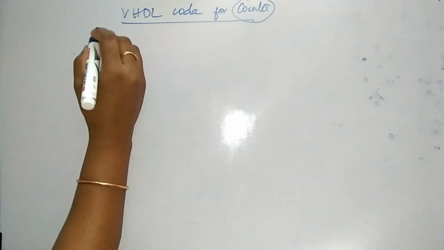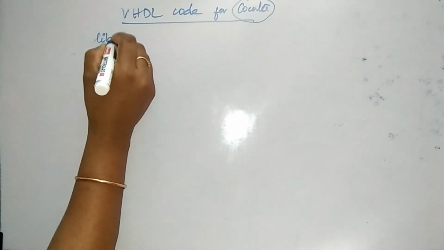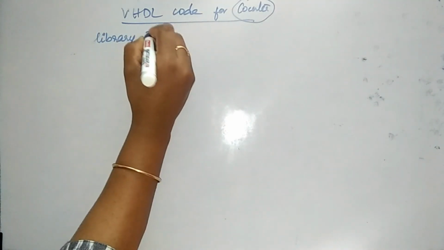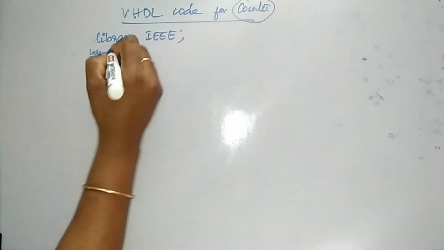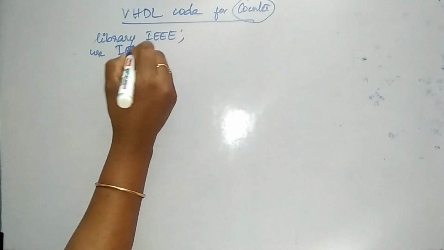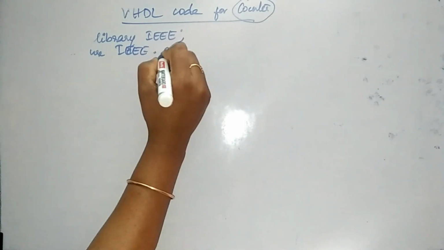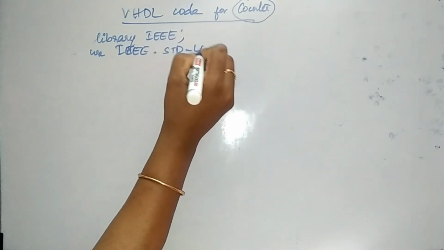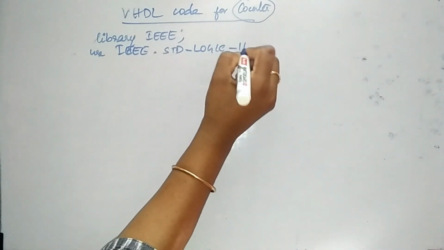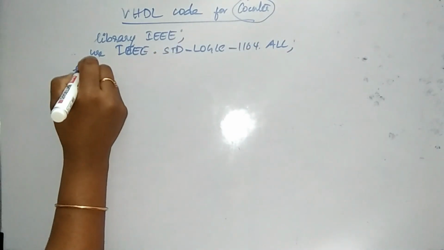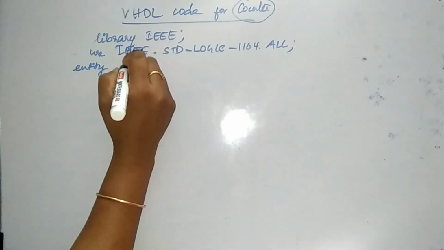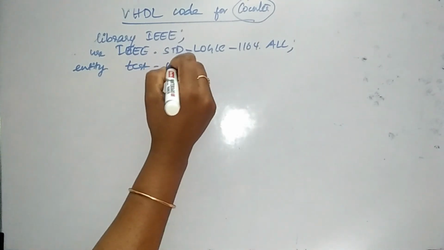So let's begin. As we know, library IEEE. Let us call the inbuilt function, std_logic_1164.all. So the entity will be our test counter.